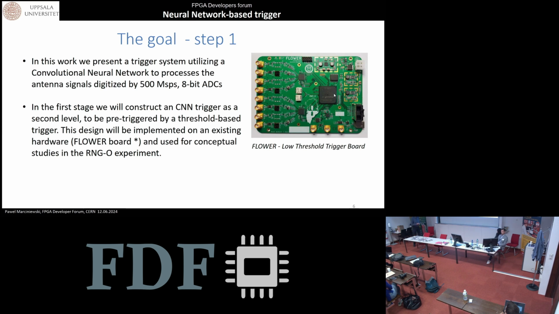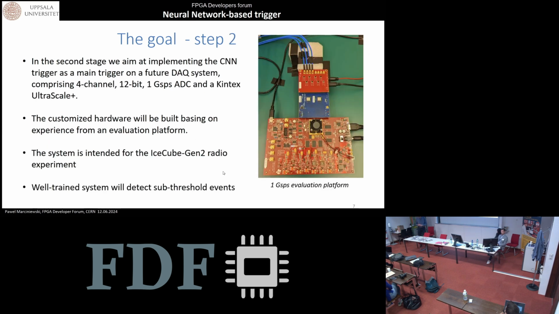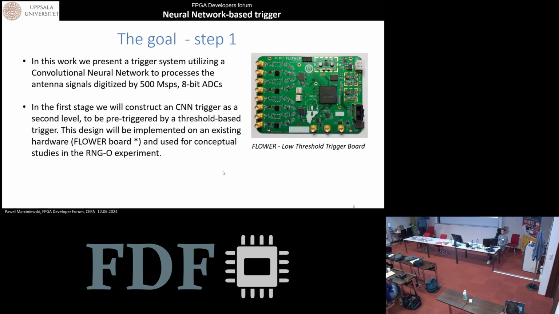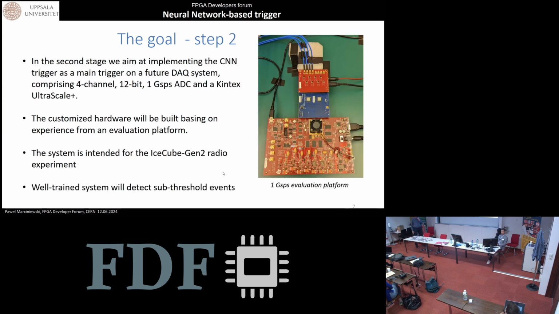Later, we are going to implement it on a little bit more performant board, and implement it in the South Pole experiment IceCube Generation 2. Maybe worth mentioning is that right now we are targeting a system which is 500 megasample per second, 8-bit ADCs. Later, there will be a board which has 12-bit, 1 gigabit per second.